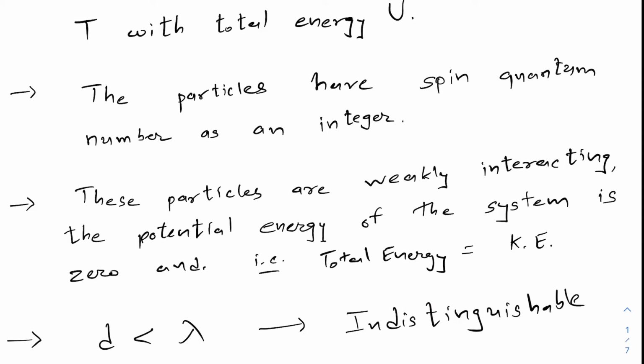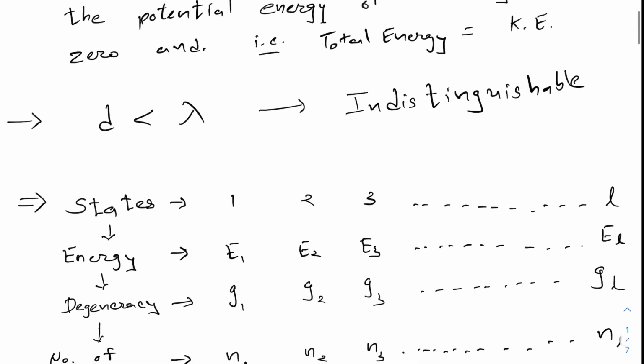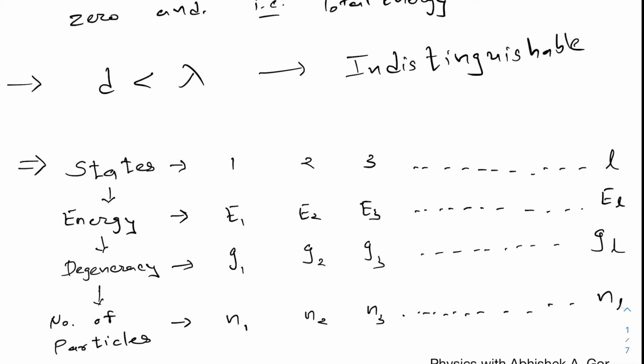As we said, these particles are identical and indistinguishable. That is, the mean separation between the particles is less than their thermal wavelength or the de Broglie wavelength. So now let's go ahead and try to understand how we can distribute such particles. Now, the particles have integer spin, so they don't have to follow the Pauli exclusion principle.